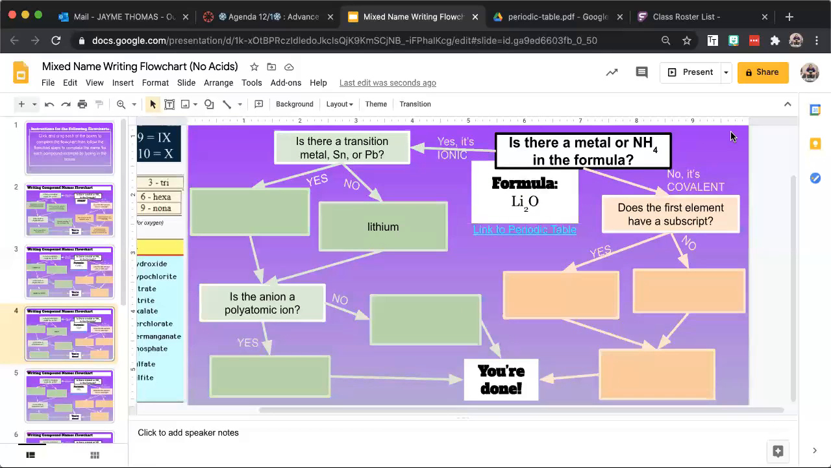Can we get somebody other than Layla, Camila, or Gift, because they've been participating. The rest of us are kind of quiet. Let's see who else is in here. Gabriel, what do you think? The O, is that a polyatomic ion? Yes or no? How about Jennifer? Jennifer, are you there?